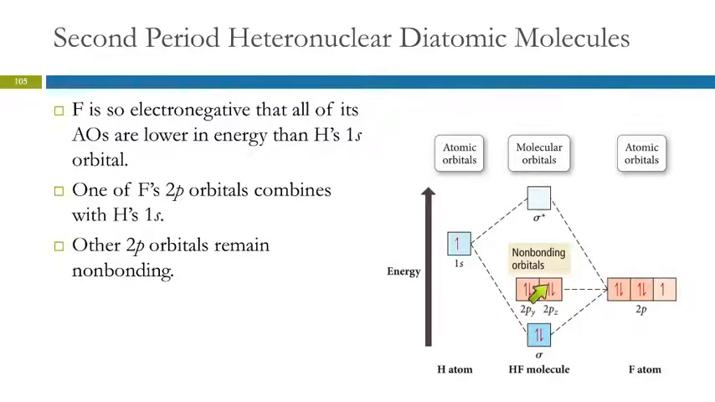We're going to have non-bonding orbitals here. The molecular orbital forms between the 1s orbital and one of the 2p orbitals, and so we're going to get a sigma and a sigma star. And these are non-bonding, and they just sit there. So weird things happen when you get past just two of the same atoms in the second period.